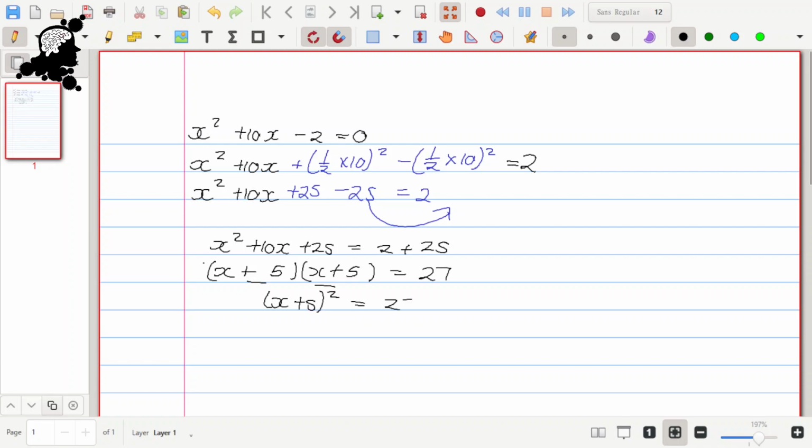is equal to 27. We are solving for x, so on both sides we need to take the square root. So we take the square root of x plus 5 squared, and we take the square root of 27. We are going to get x plus 5 is equal to positive square root of 27, or x plus 5 is equal to negative square root of 27.